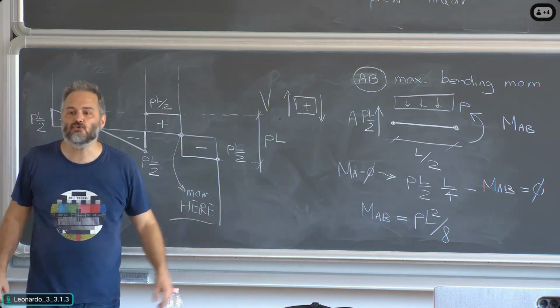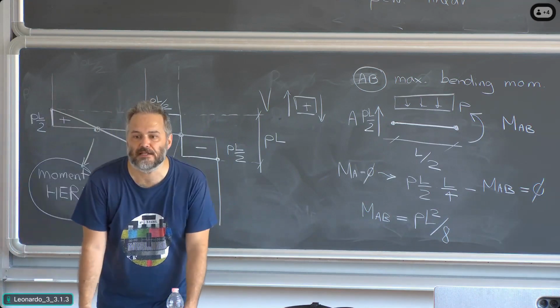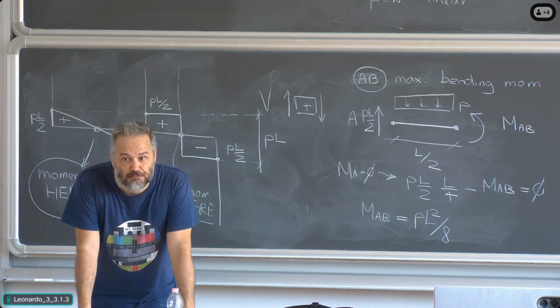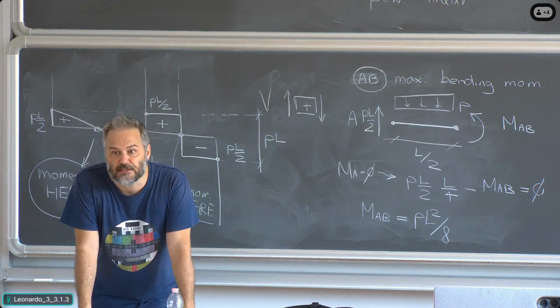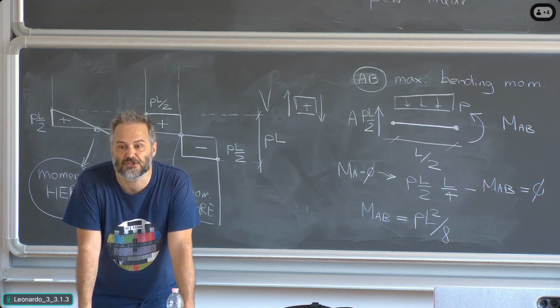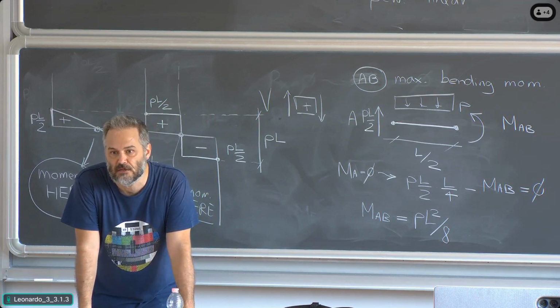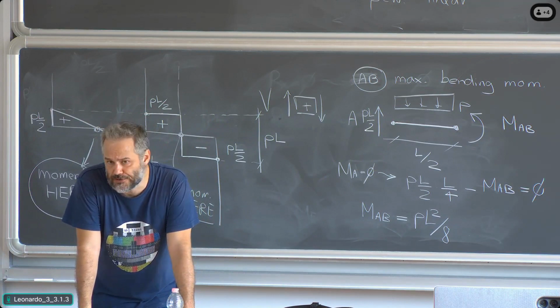The well-known value of the maximum bending moment in a simply supported beam subjected to distributed load: PL squared divided by 8. We found it also several times during the course.